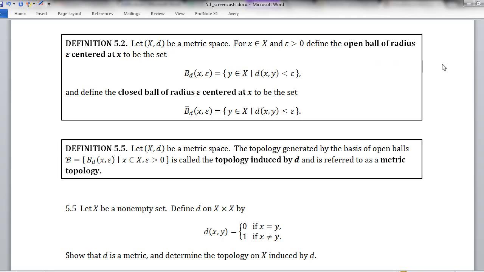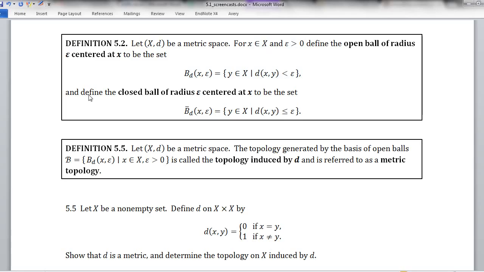Next, let's discuss how we get a topology out of a metric. Definition 5.2. Let (X, d) be a metric space. For a point x in X and a number epsilon greater than 0, define the open ball of radius epsilon centered at x to be, well, this is a symbol for it, and it's just the set of all points y in X that are a distance less than epsilon from x. Okay, same sort of definition we made for Euclidean spaces R^n earlier.